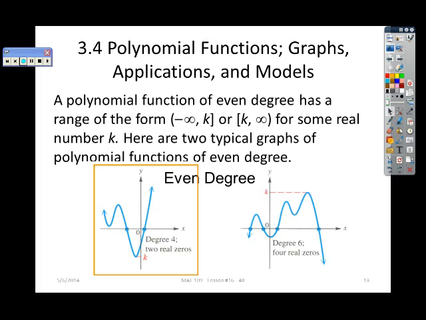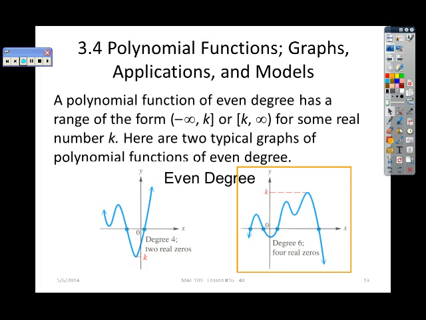In this one, this minimum point here is where the range begins. So the domain is minus infinity to infinity. The range begins here and goes up, so it's k to infinity. Over on this one that's opening down, both ends going down, then the range is going to be from minus infinity up to this maximum value of k. So even degree functions have a beginning or an ending point in the range. Odd go to infinity in both directions.